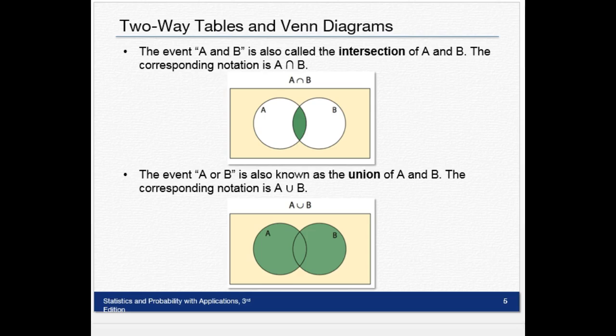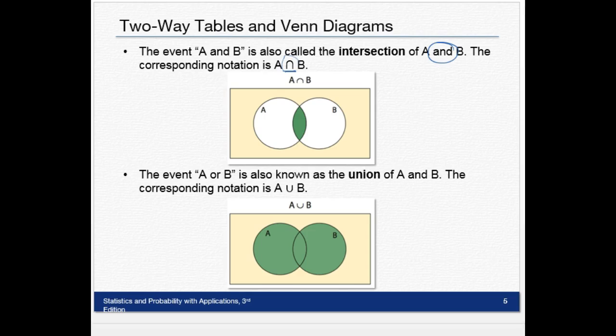The event A and B is also known as the intersection of A and B with a corresponding notation. It's this upside down U, which looks like an A, and that's how I remember that it's the "and." So the "and," A and B, is the intersection. It's just this little piece right here.